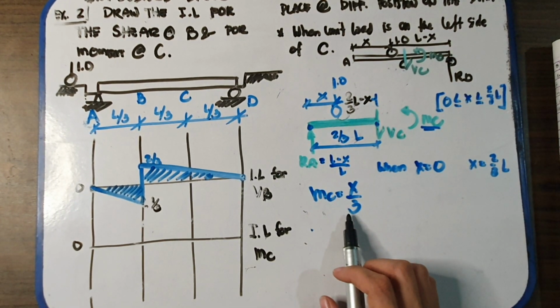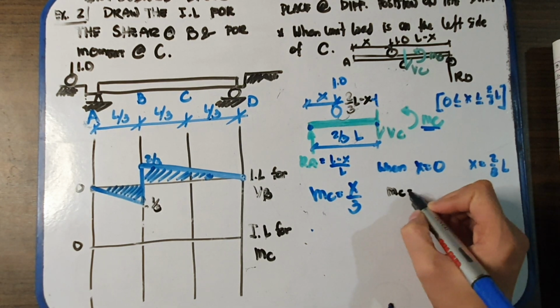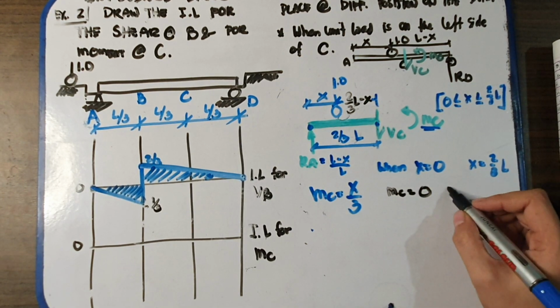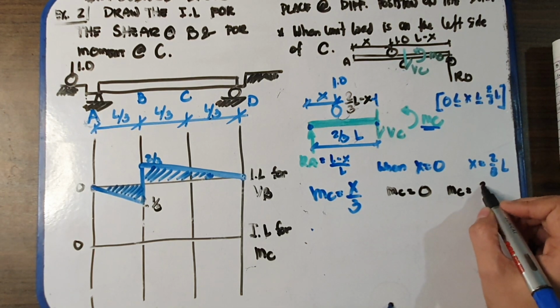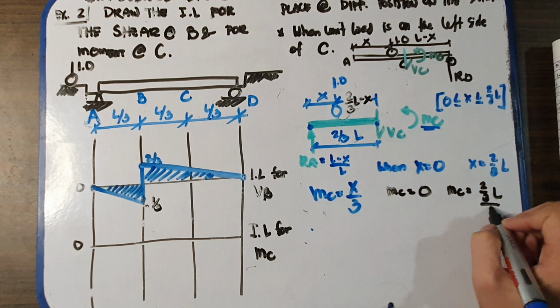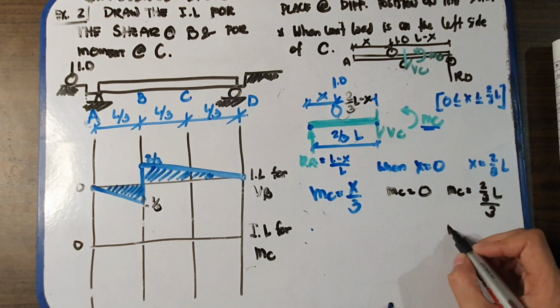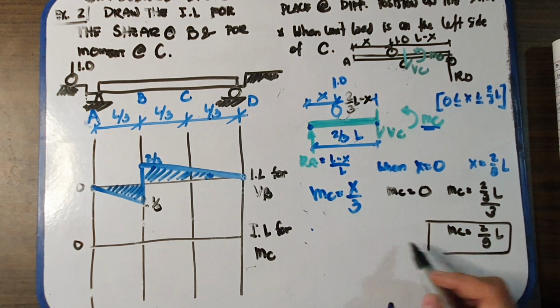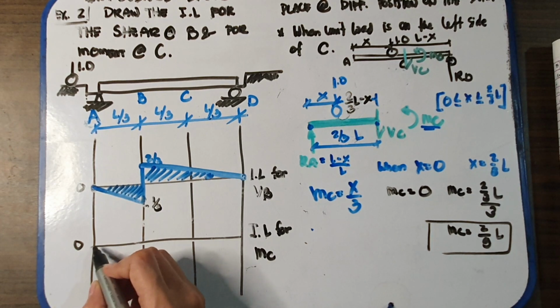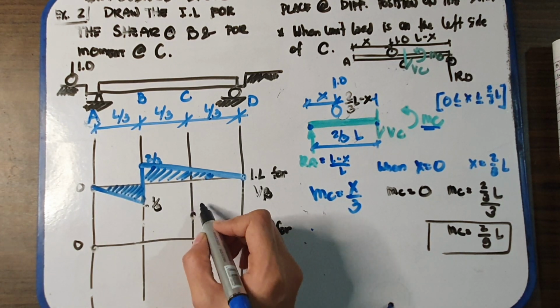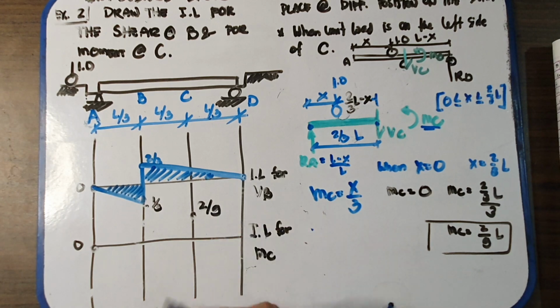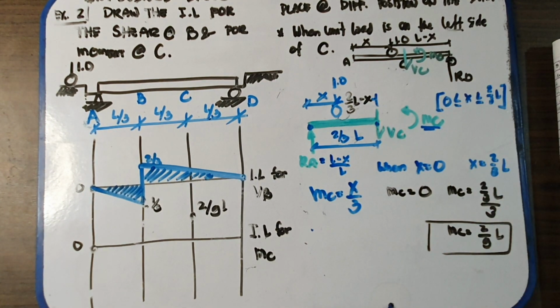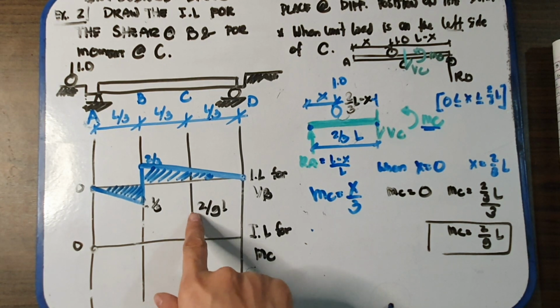MC is equal to X all over 3 when X is equal to 0, or MC would be 0 kilonewton meter. What if our MC is 2/3 of L all over 3? Okay, so paano yan? So we have MC is equal to 2 all over 9L. So that is positive. So drawing natin, so this is from 0 to positive 2 all over 9. So ilagay natin dyan 2 all over 9L. Okay, next. Tapos na tayo sa left side, kasi ito left side. Ngayon, right side naman tayo para makompute natin yung distance na to or yung drawing dito.